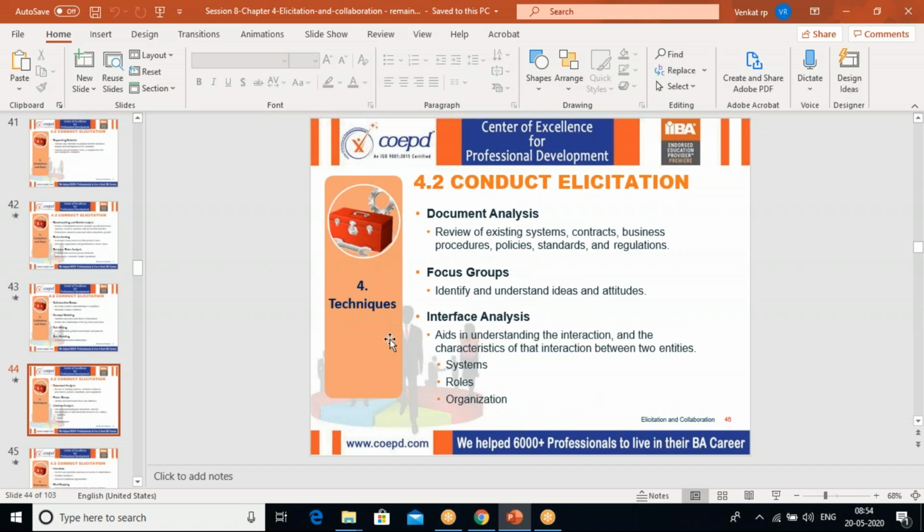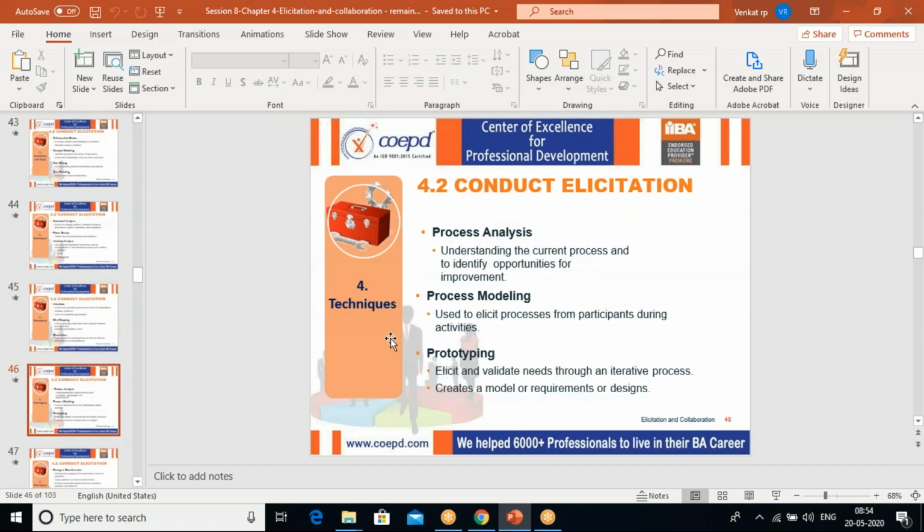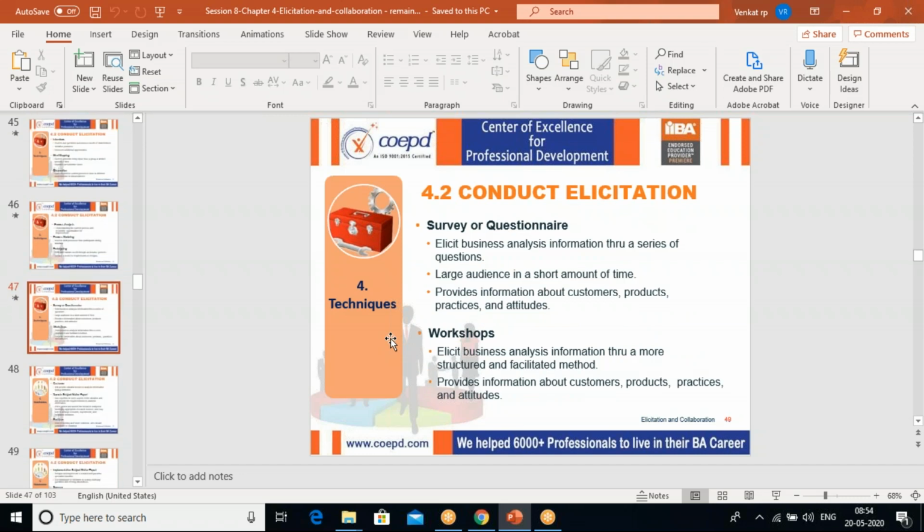So observations, process analysis, all these techniques we can use here, because these are the elicitation techniques which we have: observations, process analysis, process modeling, prototyping, surveys or questionnaires, workshops. All these are the various elicitation techniques which we'll be using. Now they have mentioned somewhere around 20 elicitation techniques we have here. So approximately 20 techniques we can use here.